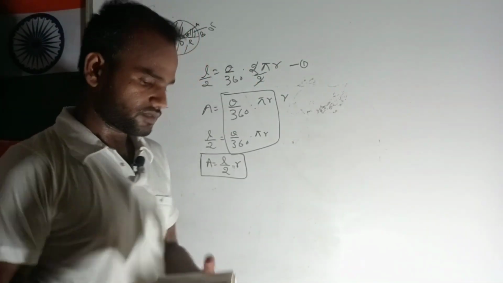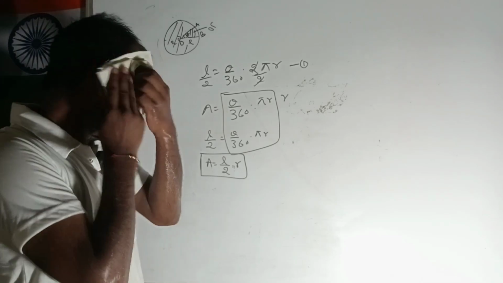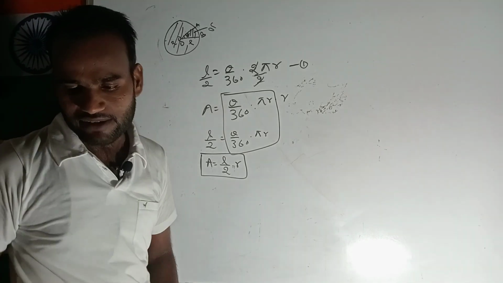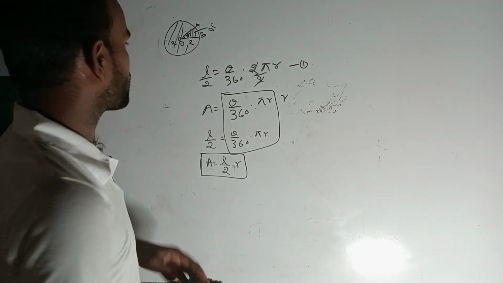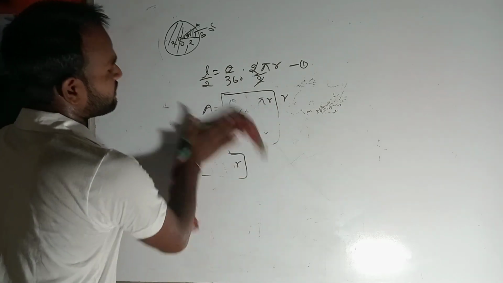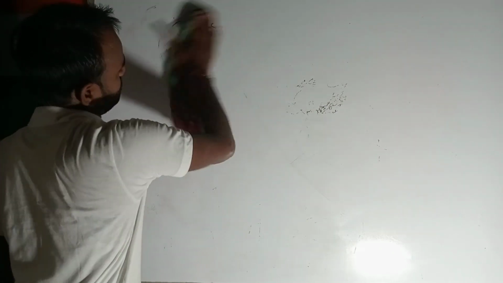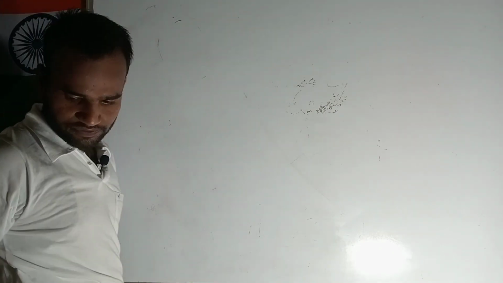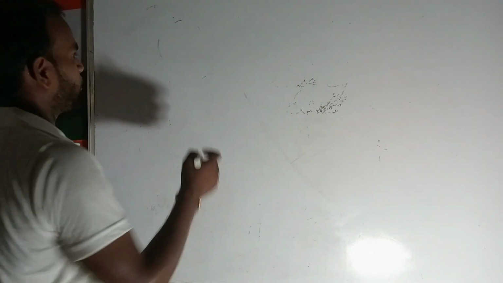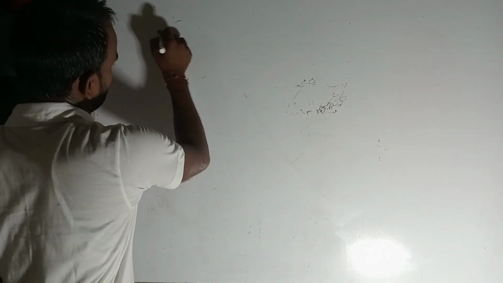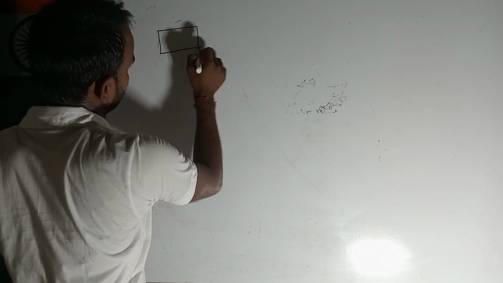So now if you want to note it down, you can note it down. Otherwise I will move to the next figure. Now the next figure will be the square. What is a square? Square is the combination of 4 equal sides, which means all the sides should be equal.